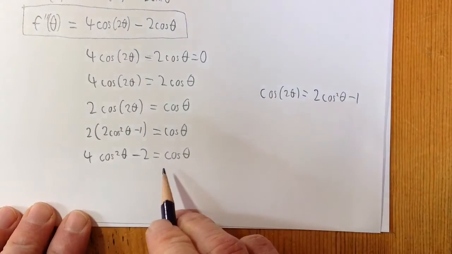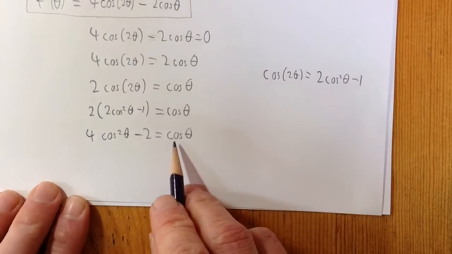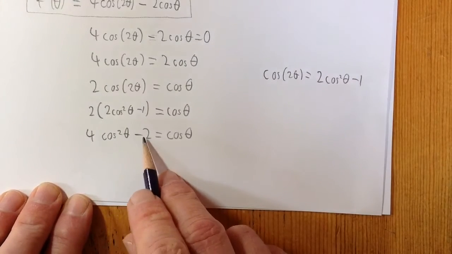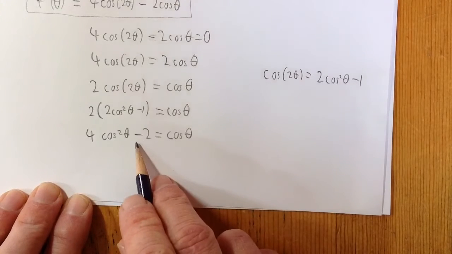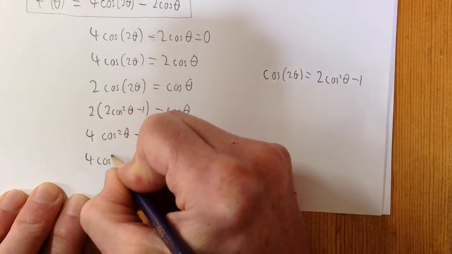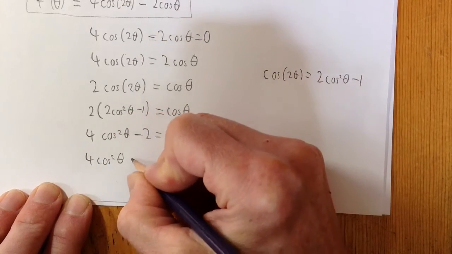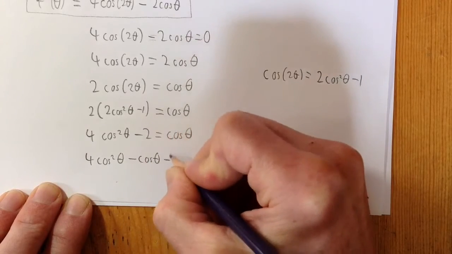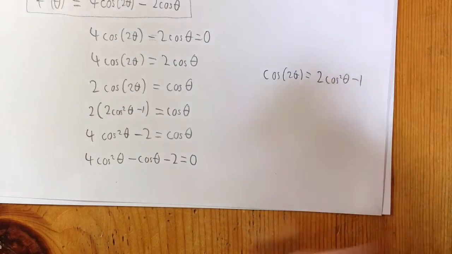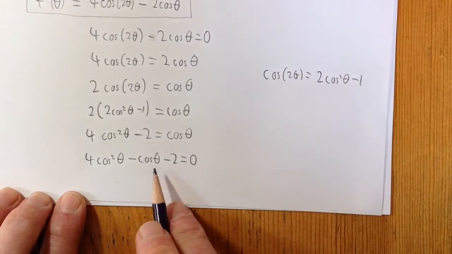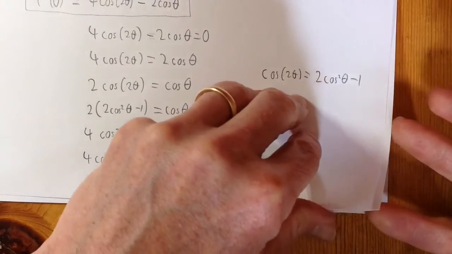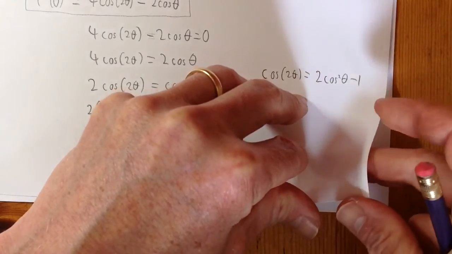Let's see, how can we simplify this? We want to solve for cosine theta. So let's put everything on the same side now. So we have 4 cosine squared theta minus cosine theta minus 2 equals 0. Well, this is looking like a quadratic, right? We have a squared term, a linear term, and a minus 2 equals 0. So we can use the quadratic formula to solve for cosine of theta, which is kind of cool.